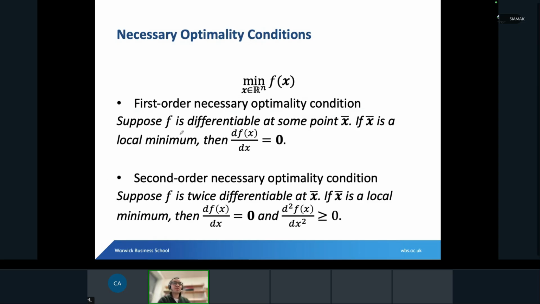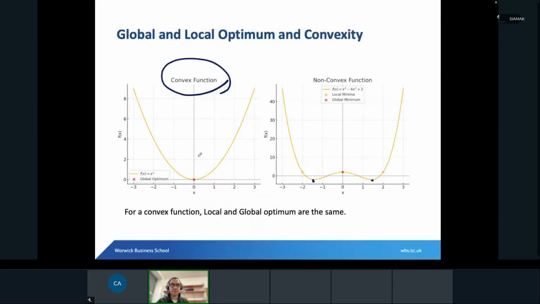It says that suppose f is differentiable at some point x bar. If x bar is a local minimum, then the first derivative of the function with respect to x, evaluated at x bar, should be equal to 0. So if I go back to the example here, f(x) is x squared. The first derivative of this function is 2x.